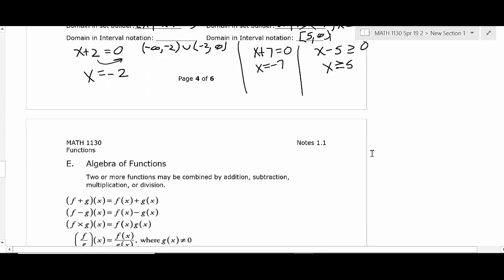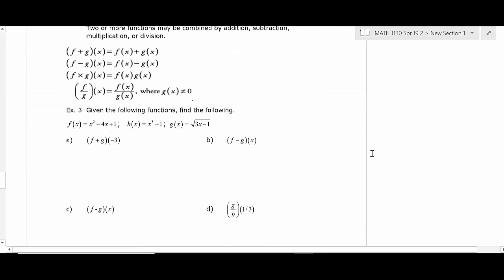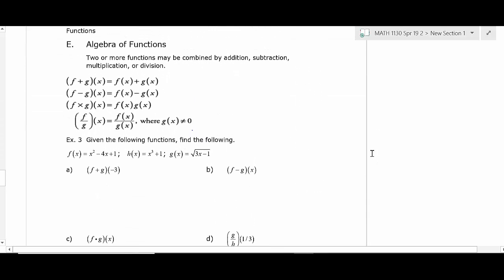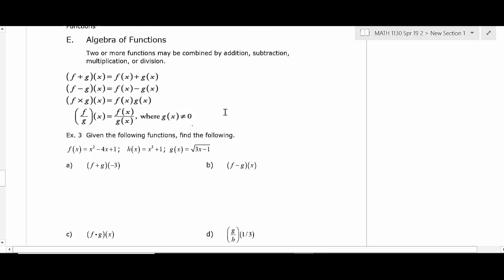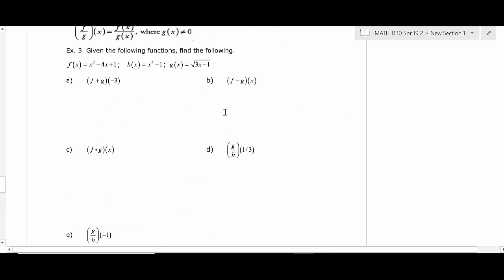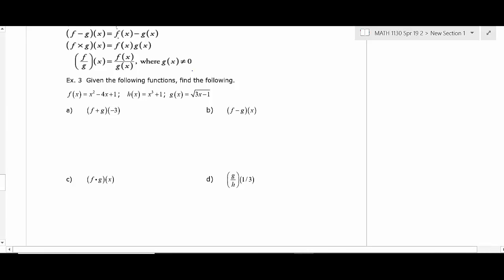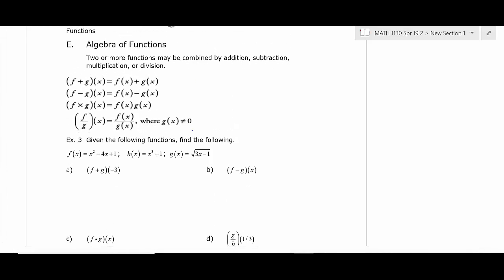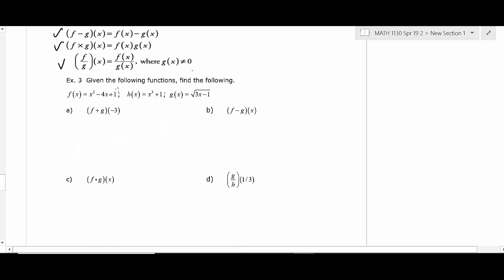Okay, so let's finish up with a couple more things on here. I want to get through all of 1.1 today, and this is kind of where you get into the heavier algebra. So, algebra of functions: you can take two functions and you can add, subtract, multiply, or divide. This is just a little bit of exercise with working with functions. So I'm going to run through a couple of things on this. I've given you these three functions. This one we're doing f plus g of -3.